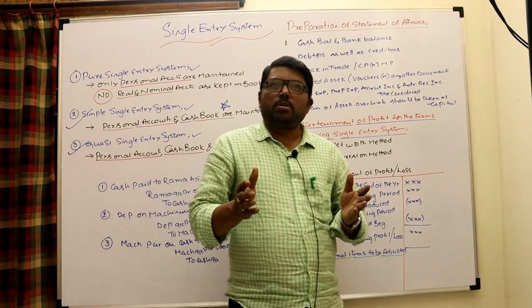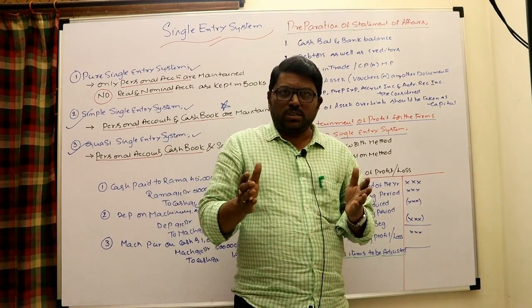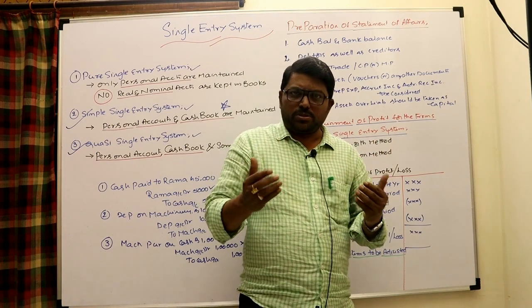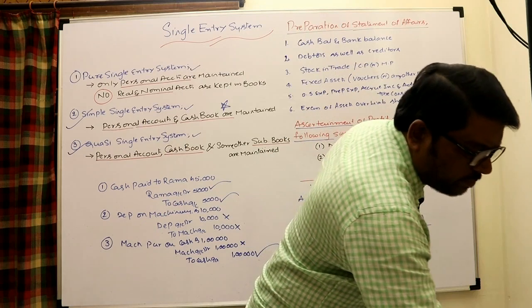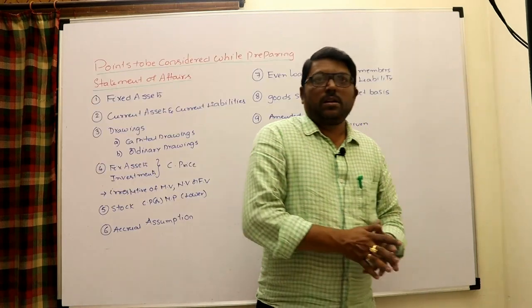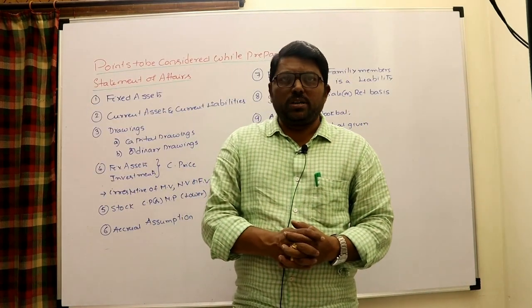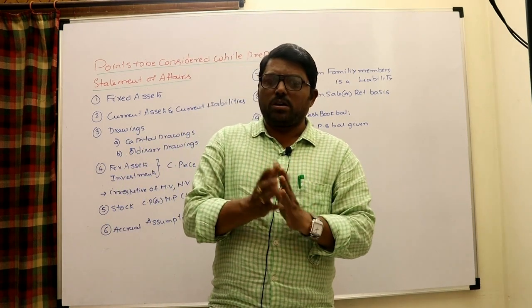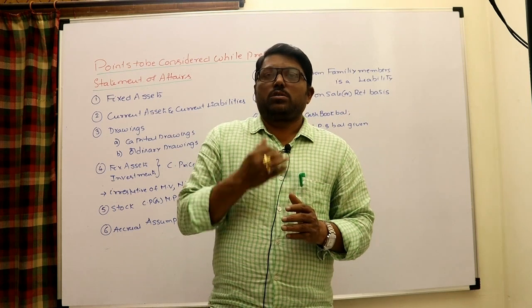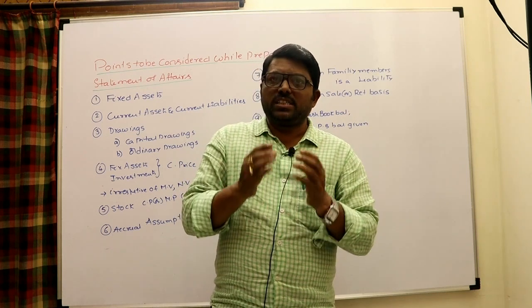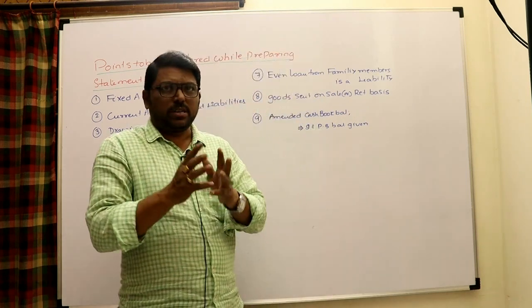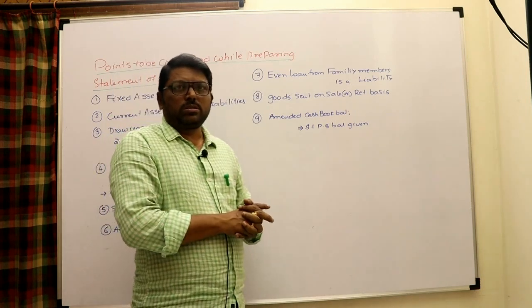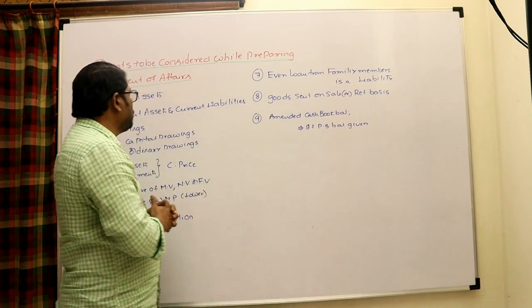What are the important points to be considered while solving a problem in the single entry system, while preparing the statement of affairs, opening and also closing? When you would like to know the profit or loss in the single entry system, while preparing the statement of affairs, beginning and closing, certain important points should be considered. What are they?